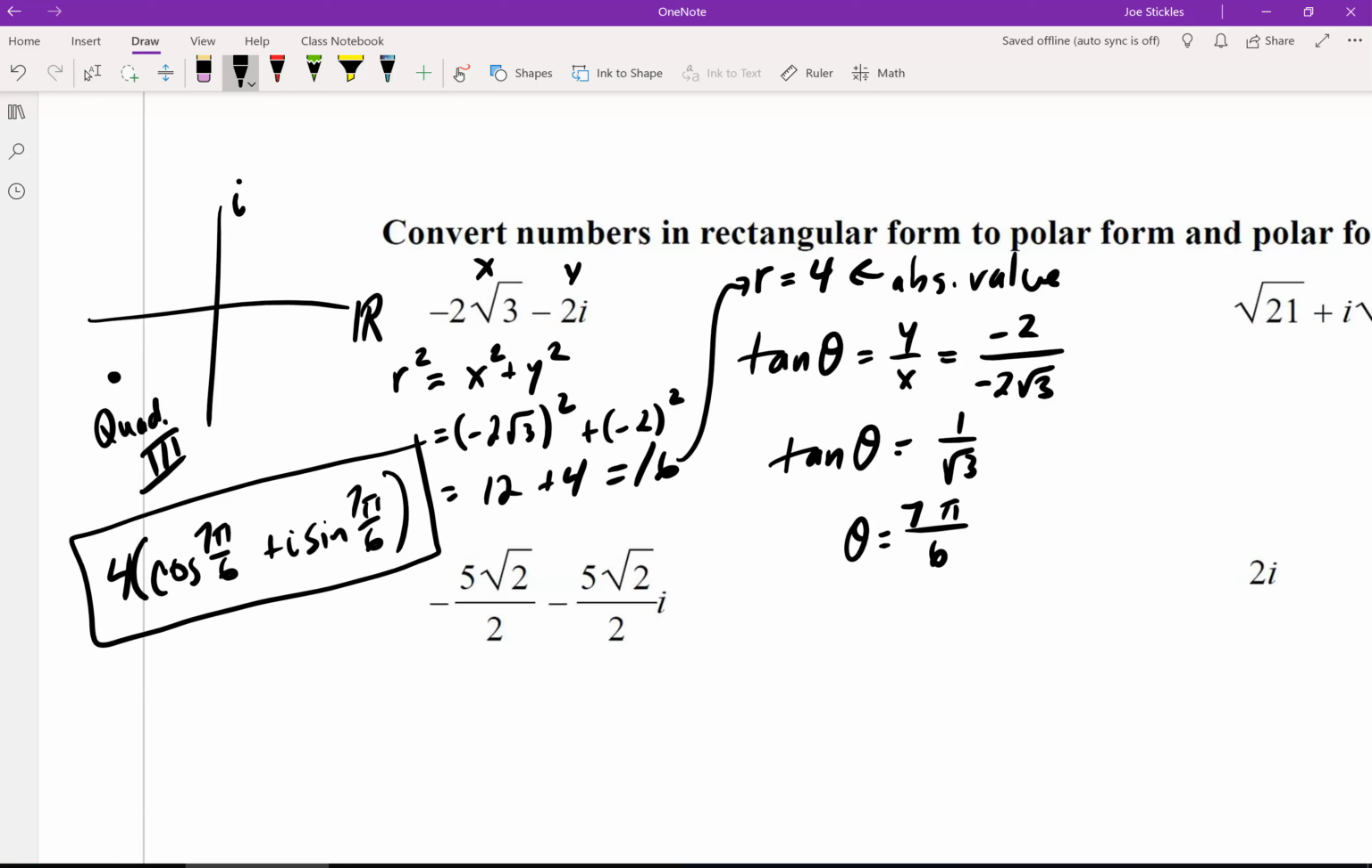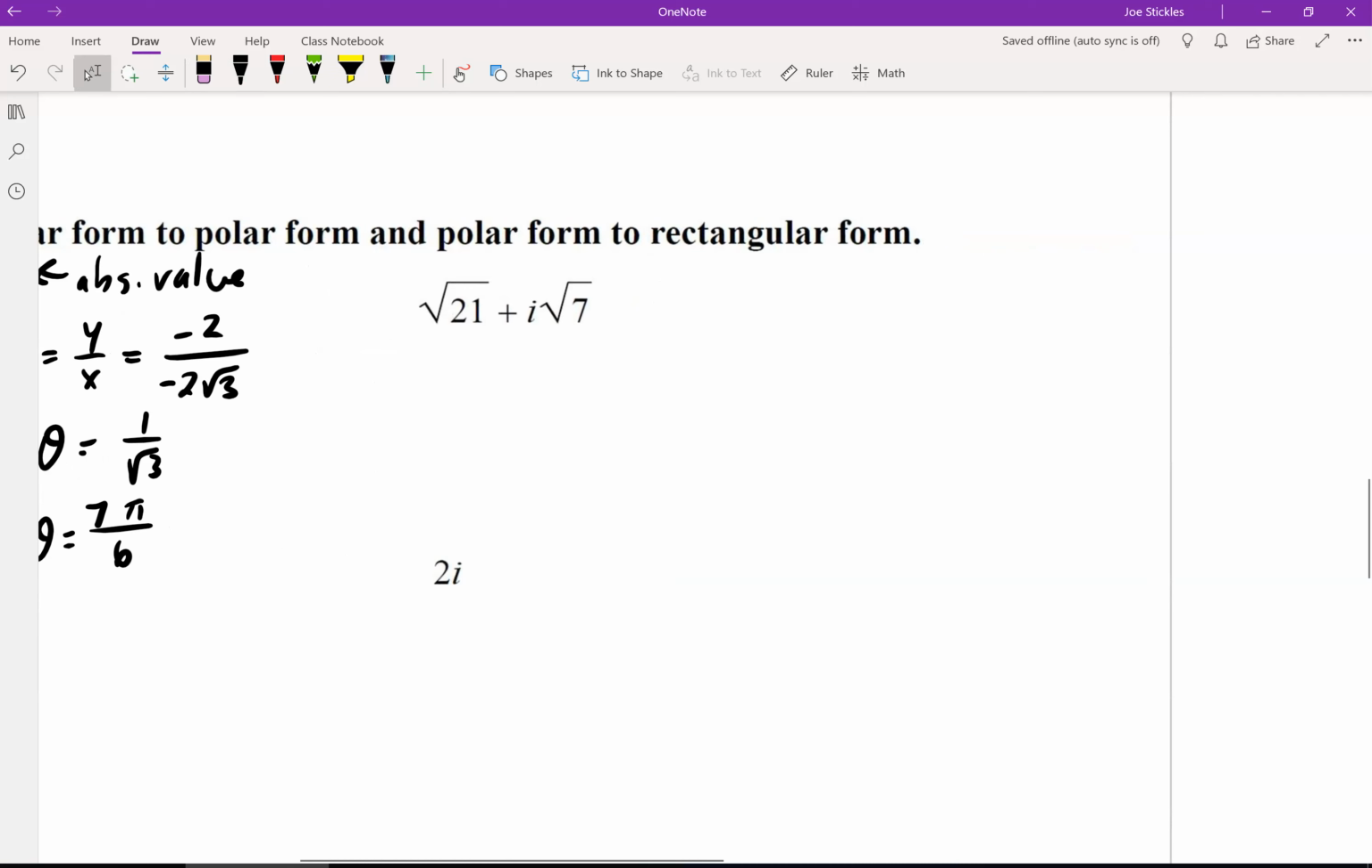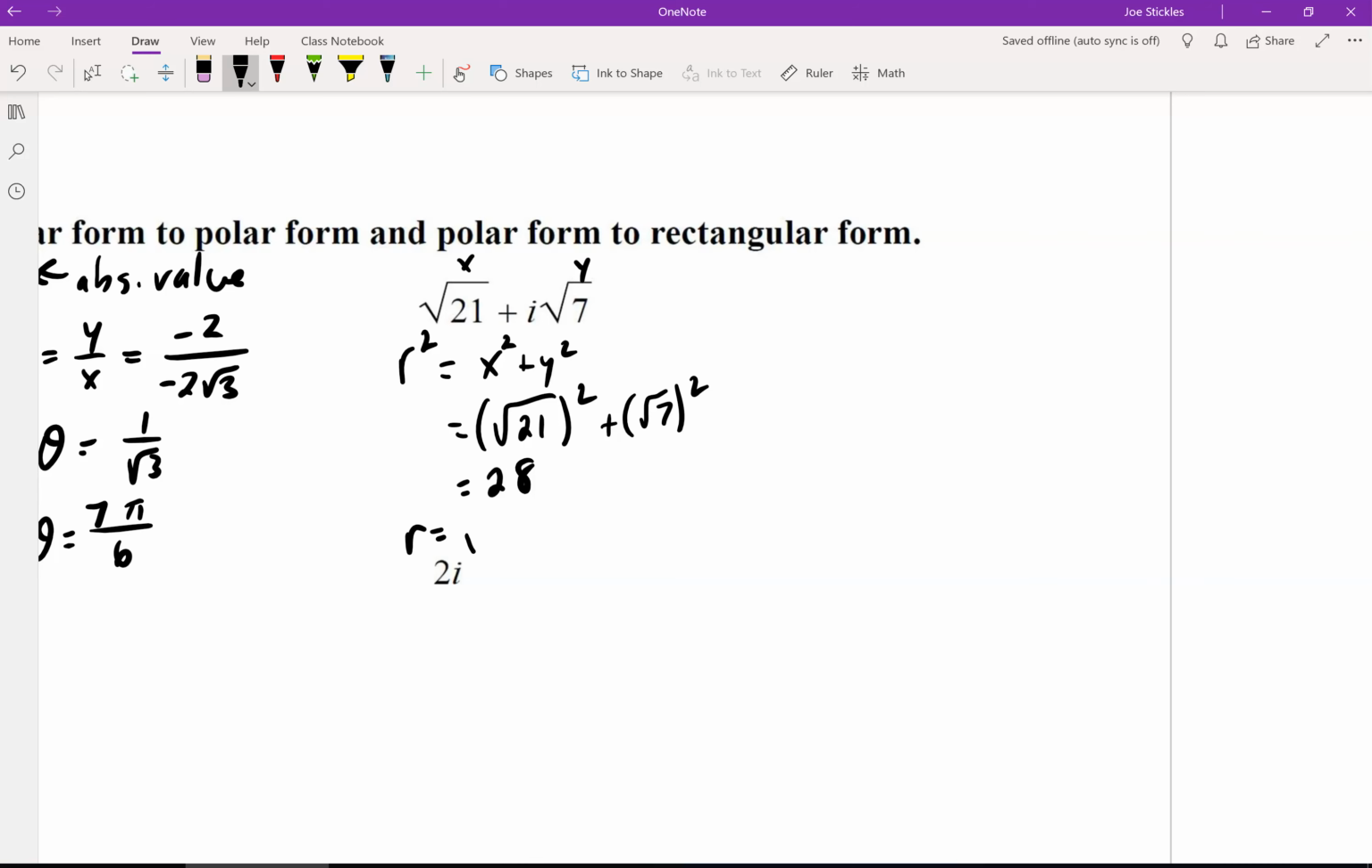That's the polar form of the complex number. Okay. So let's do a few more of these. Again, this is my x, this is my y. R squared equals x squared plus y squared. X is square root of 21. Y is square root of 7. It's not too hard to see that this is 28. So R is going to be square root of 28, and I can simplify that to 2 square root of 7.